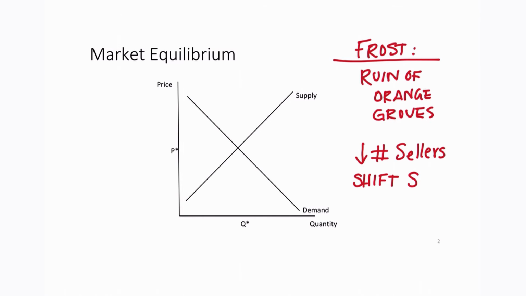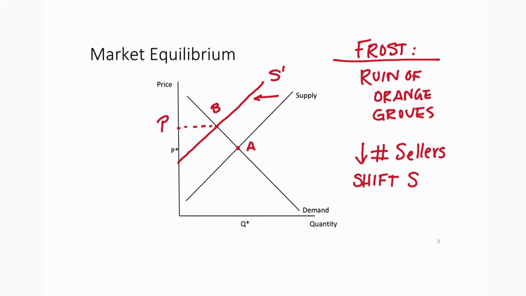And which direction is it going to shift? It'll shift in or to the left. So what we observe is that at each price point, there's going to be a lower quantity supplied. So our supply curve is going to shift in. We move from an equilibrium point, such as point A, to a new equilibrium point, such as point B.